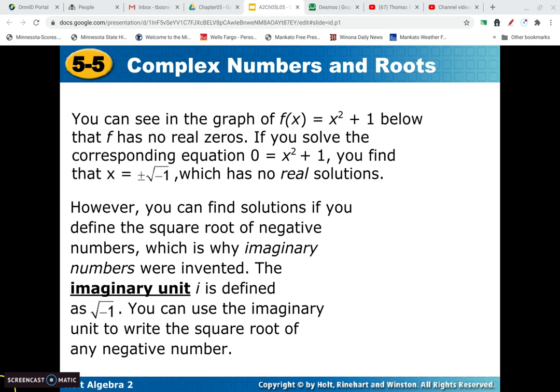All right, welcome back. We're here at 5, and we're going to introduce this idea today about complex numbers and roots. One of the first things we're going to do, we kind of talked about this earlier, is the number of roots.